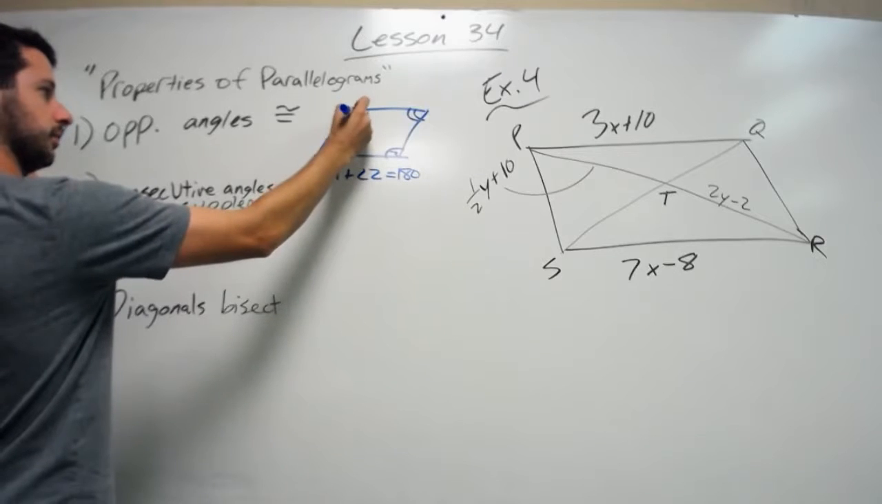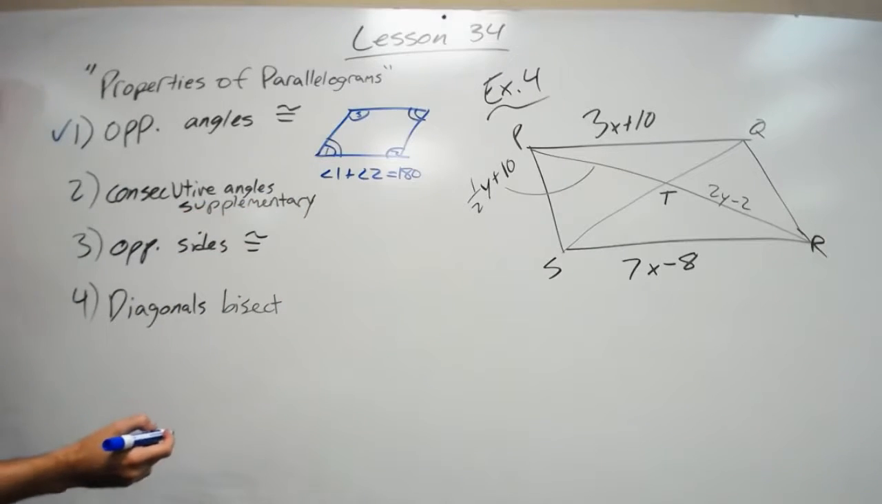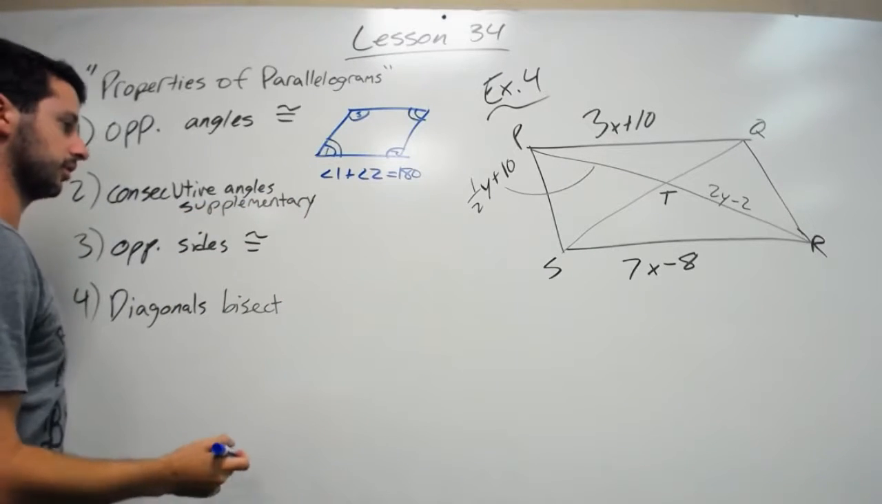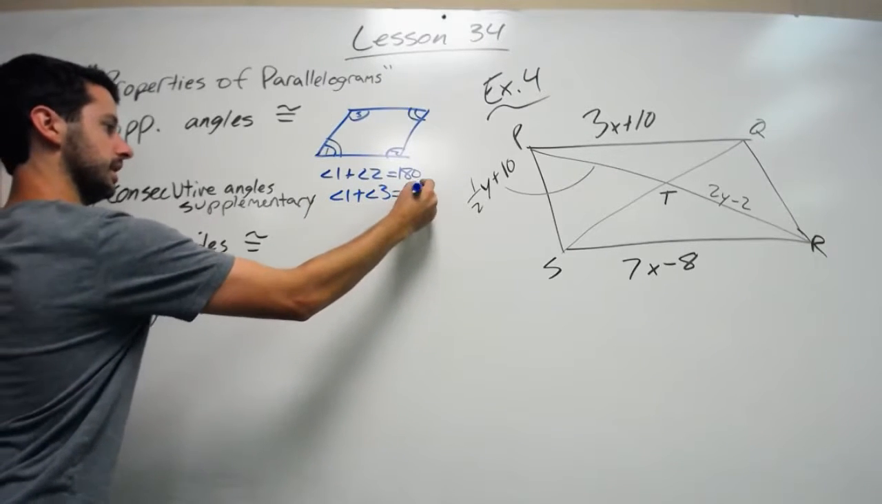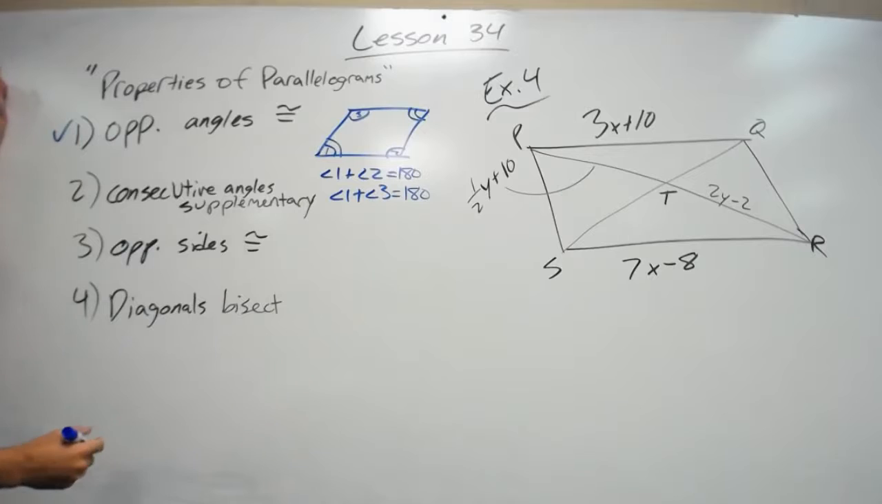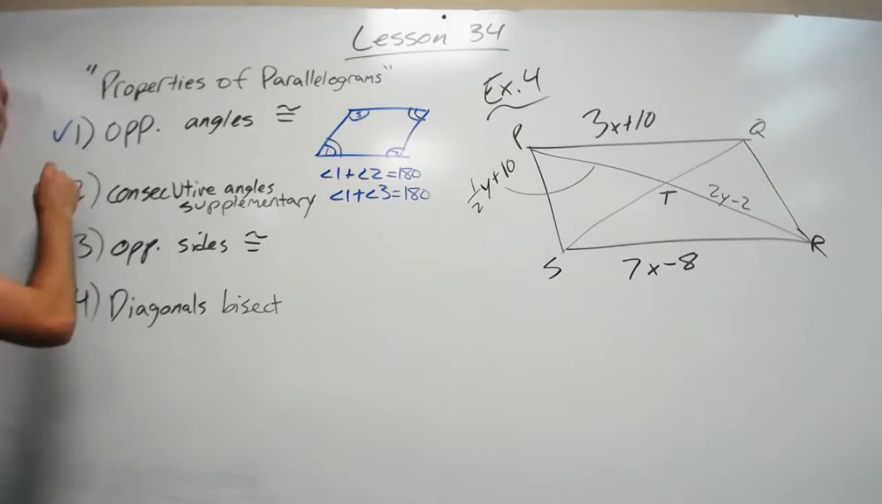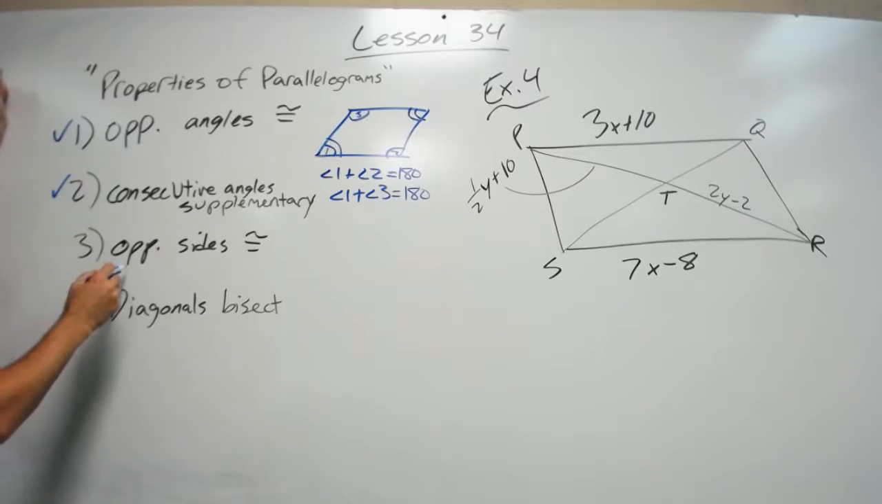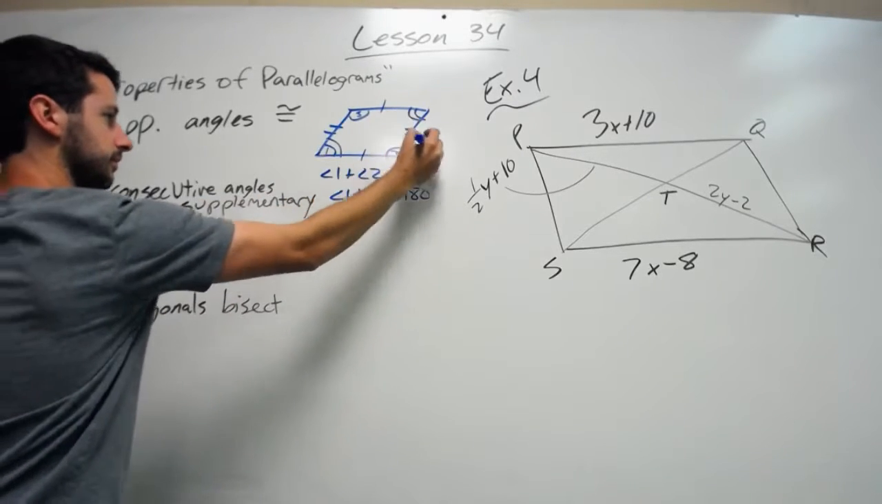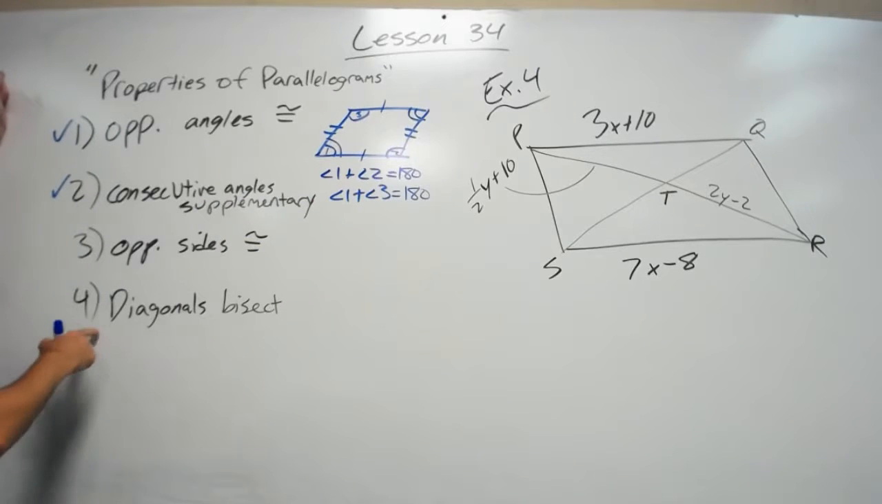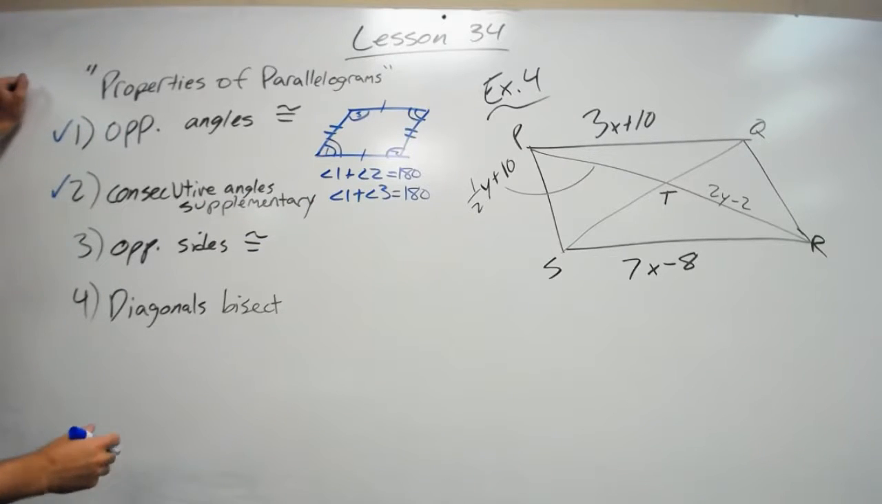Let's call this angle 3. Well, remember that opposite angles are congruent, so we could also say angle 1 plus angle 3 equals 180. But consecutive angles are supplementary. Number 3, opposite sides are congruent. You can draw a little tick mark, opposite sides congruent. And then number 4, the diagonals bisect.